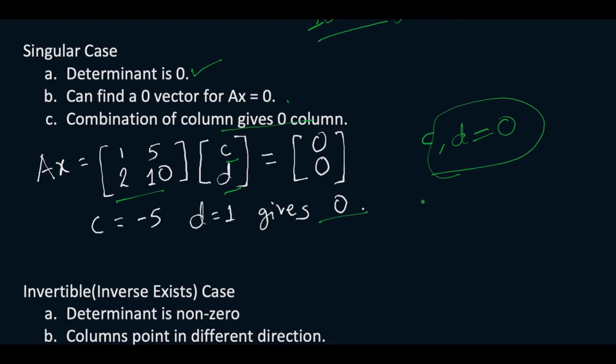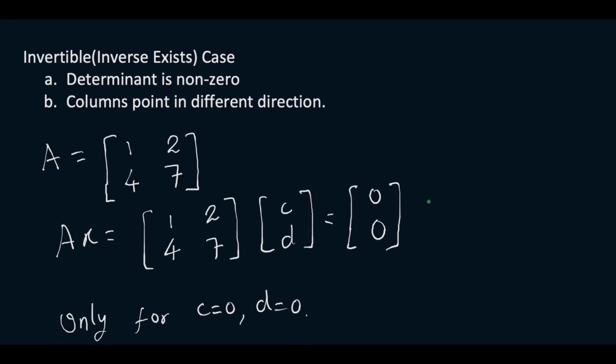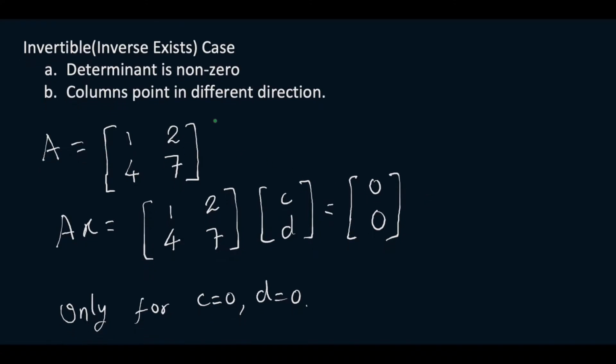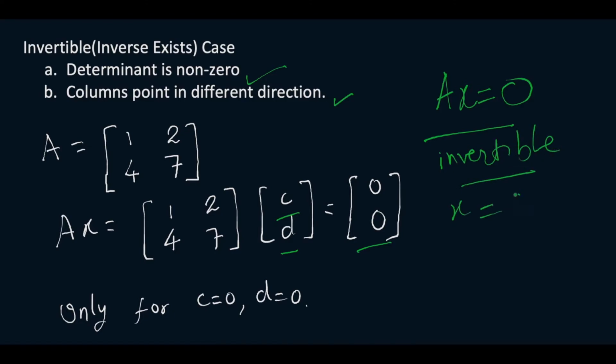Let us see the non-singular case now, that is, the invertible case. For this invertible case, the determinant will be non-zero and the columns will point in different directions. So C and D have to be 0 to give us the 0 vector. So if Ax equals 0 for an invertible matrix, x has to be 0. No other combination can give us 0 other than the 0 vector itself. For example, consider this matrix 1, 2, 4, 7. There is no combination of C and D that will give us 0 except for C equals 0 and D equals 0. So this is the invertible case.